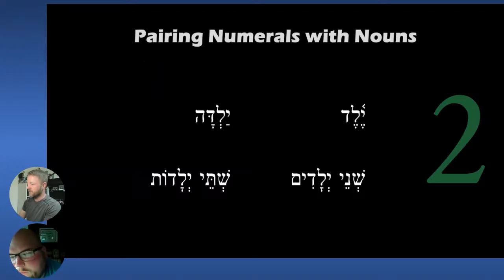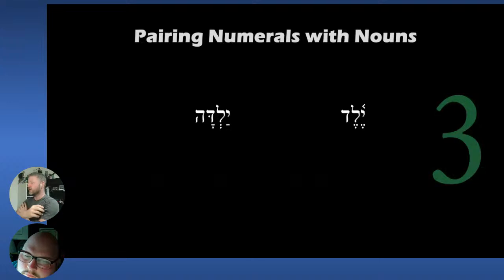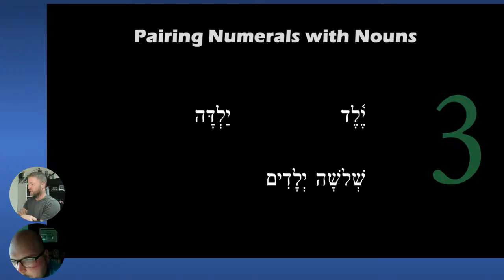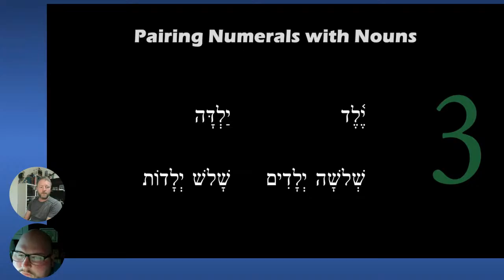So there are some exceptions that we see everywhere. Like there are a few exceptions that appear everywhere in the language. Okay, number 3 we said is shalosh. So if it's yeled, we get yeladim. For yelda, we get yeladot. The long form is shlosha. Shlosha yeladim. And the short form is shalosh. We get shalosh yeladot. Shlosha yeladim, shalosh yeladot.